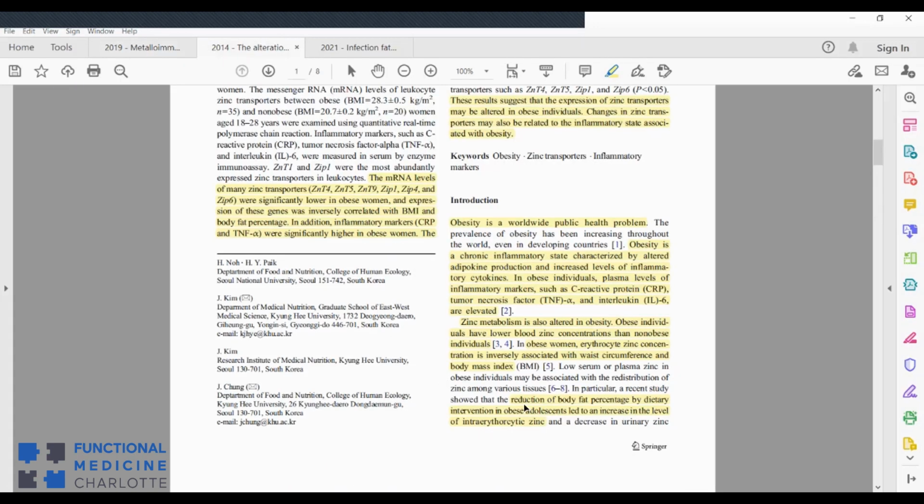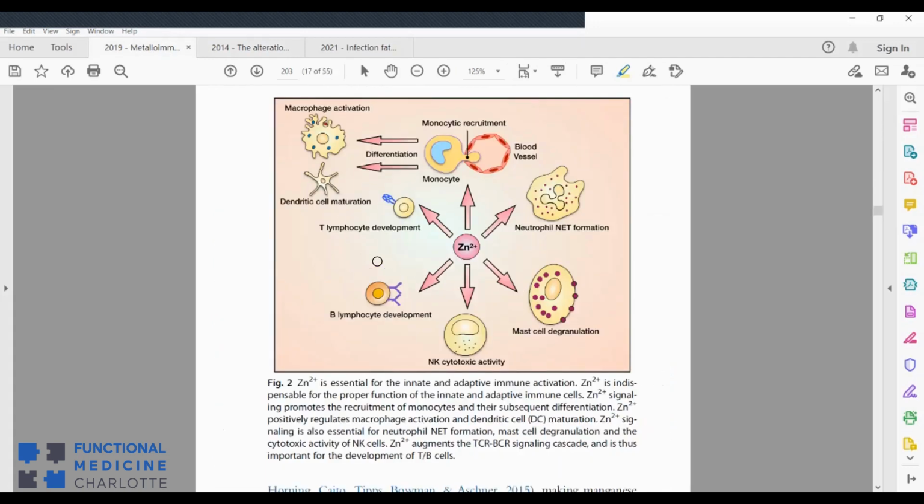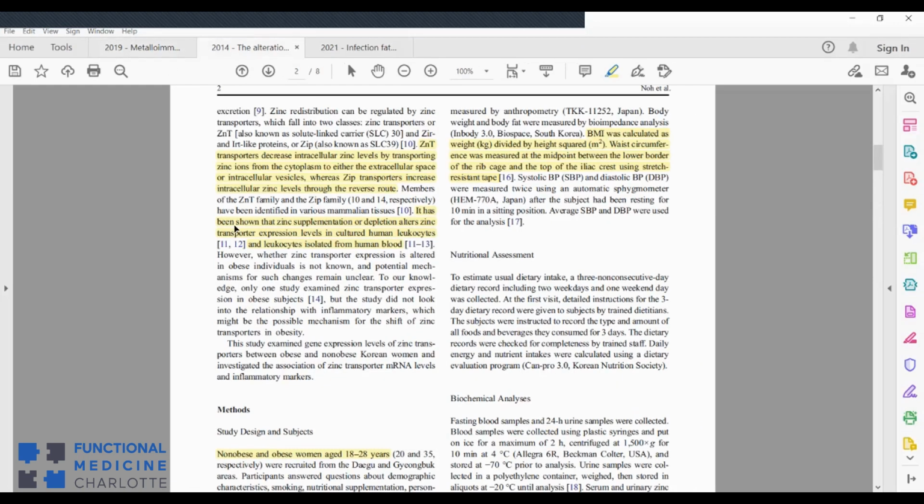Reduction of body fat by dietary intervention in obese teens led to an increase in the level of intracellular zinc. So look at that. They took teens, and if we lower their body fat, they have an increase in zinc. You lower their body fat, they have improved immune function, or improved chance for immune function in terms of zinc, the zinc dependent part. So we'll go through this stuff.